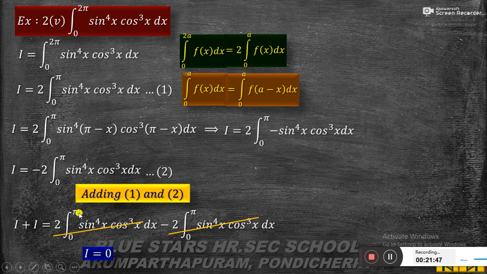So I is our given integral. That means integral 0 to 2 pi sine power 4x cos cube x dx equals 0. This is our answer. We calculated the answer.